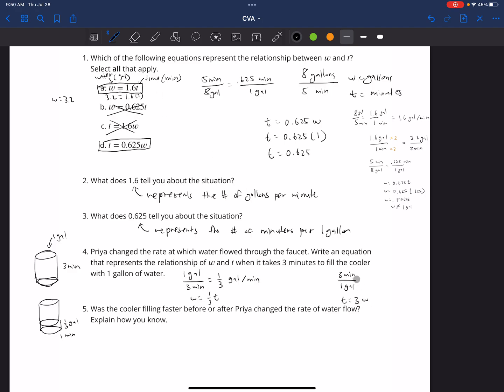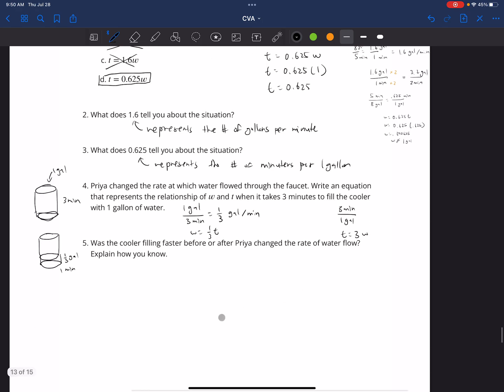Okay. Now I'll show you guys later. If you want to check it, just put in this number. See, if I put in 1 gallon for water, 3 times 1 is 3, right? So my T is going to be 3. So just get used to it for now. We'll practice it more in the next problem.